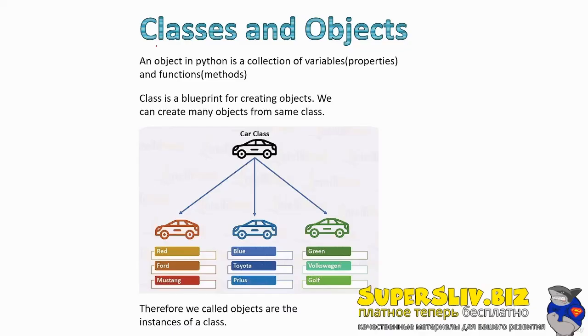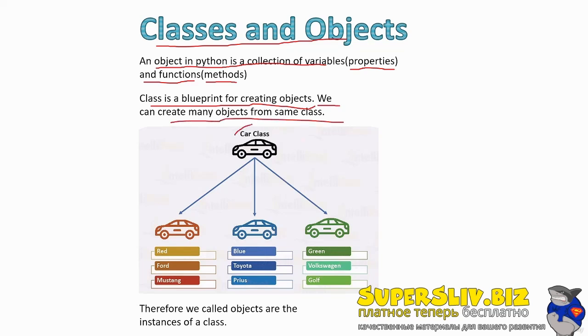In this video I am going to talk about classes and objects in Python. In simple terms, an object in Python is a collection of variables and functions. We call properties for variables in an object and methods for functions. Class is a blueprint for creating objects. We can create many objects from same class.